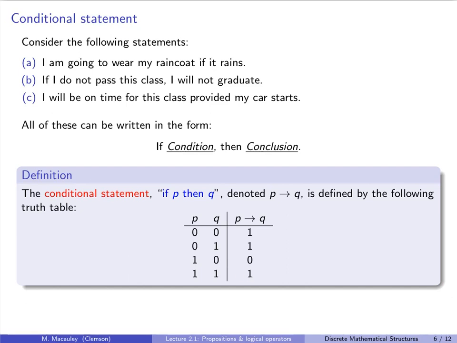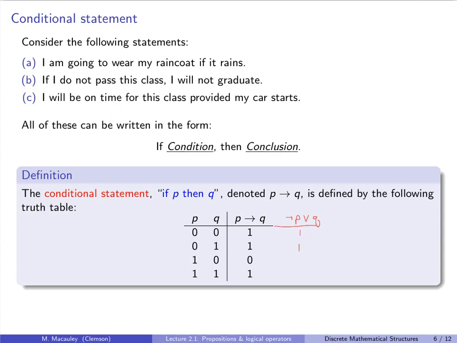Notice that another way to write this is that the output is 1 if P is false or if Q is true. So equivalently, not P or Q gives the same output.